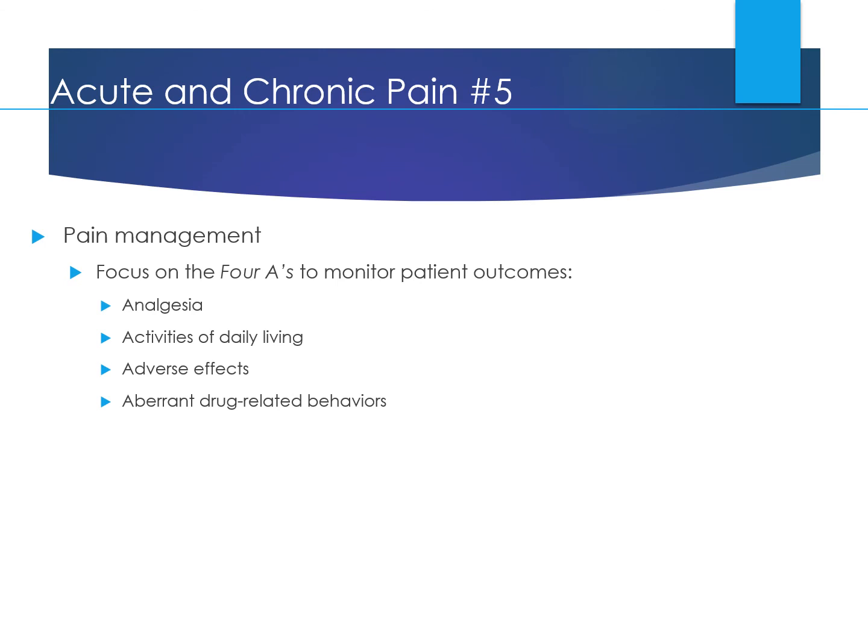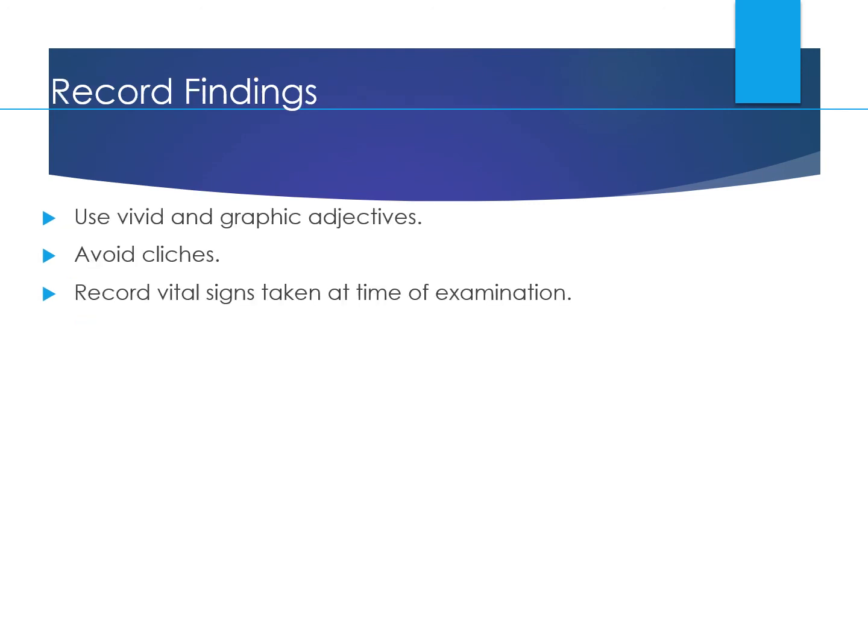When managing pain, we need to focus on the 4 A's: analgesia, activities of daily living, adverse effects, and apparent drug-related behaviors. When recording the findings, we need to use vivid and graphic adjectives. We avoid glitches. We need to record the vital signs taken at the examination.